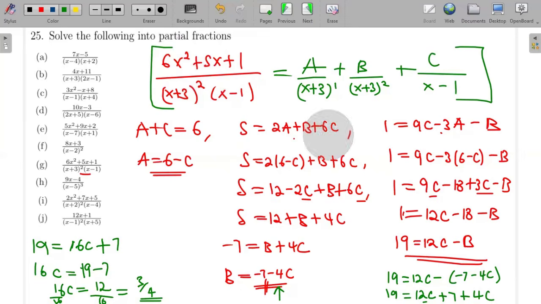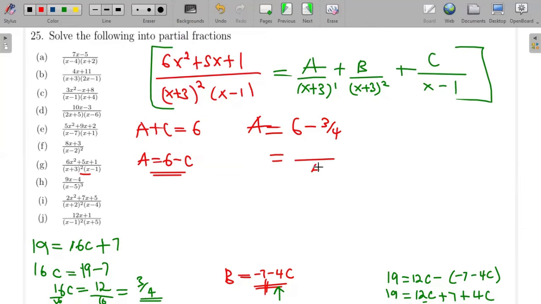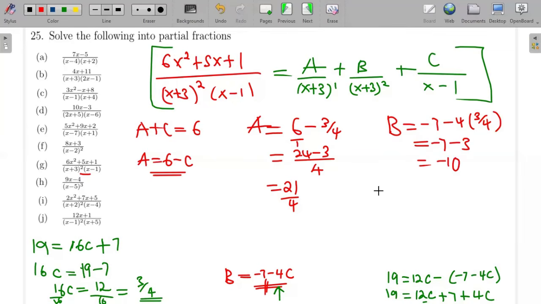Then when I have my value of C, I can easily find B and A. So A will be equal to 6 minus C, which is 3 over 4. So this will be 4 over 1, 1 into 4, 4. So it will be 24 minus 3, that will be 21 over 4. Then my B will be equal to minus 7 minus 4 times 3 over 4. So that would be minus 7 minus 3, that would be minus 10. So my A is 21 over 4, my B is minus 10, my C is 3 over 4.